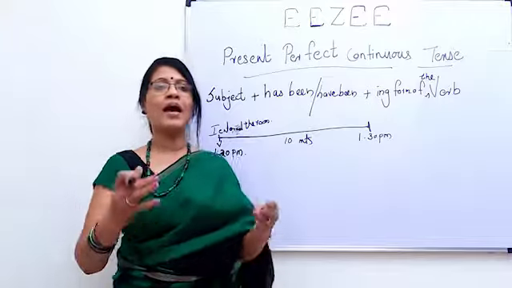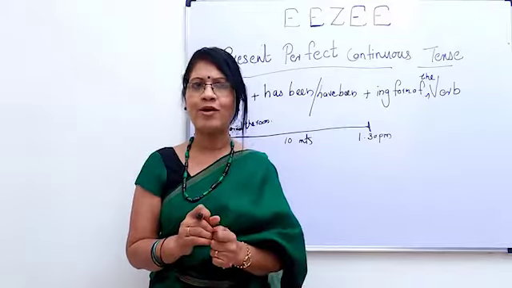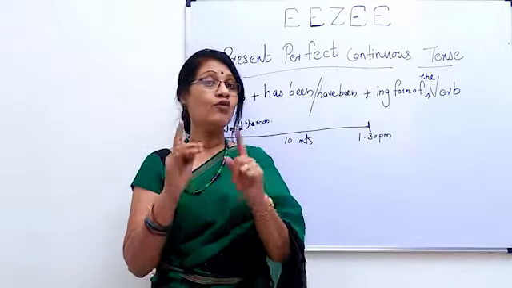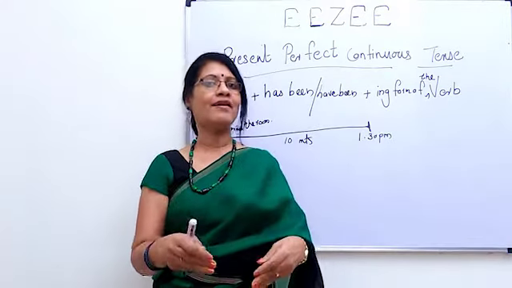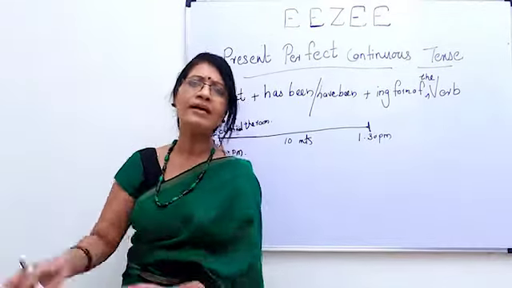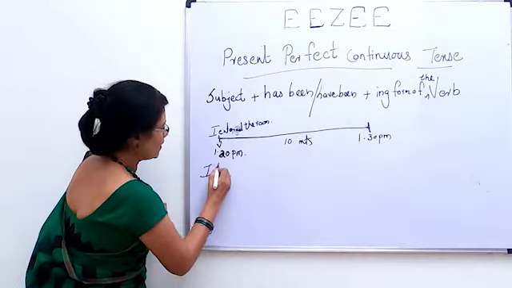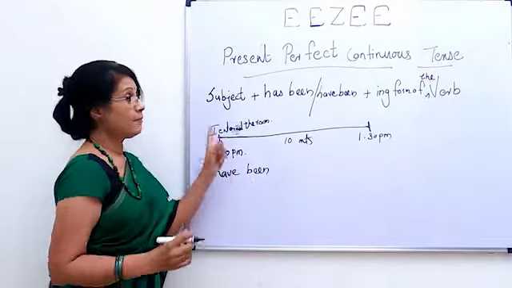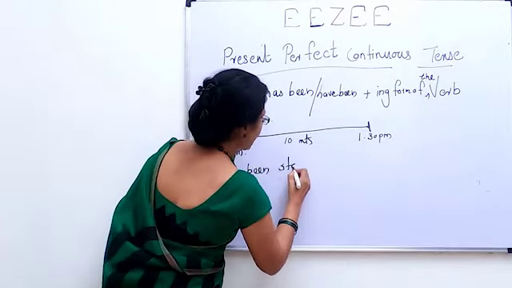I entered the room. I stood in front of the camera. Still, I am standing in front of the camera now. I have been standing in front of the camera for 10 minutes. I am standing here. Now it will go on. It will continue. So this is 10 minutes time. I use the present perfect continuous tense here. I have been standing in front of the camera.